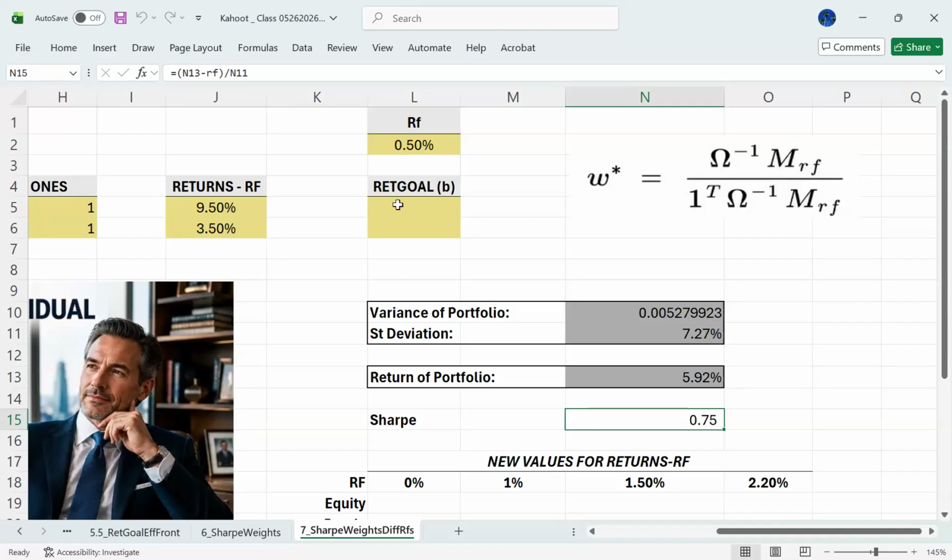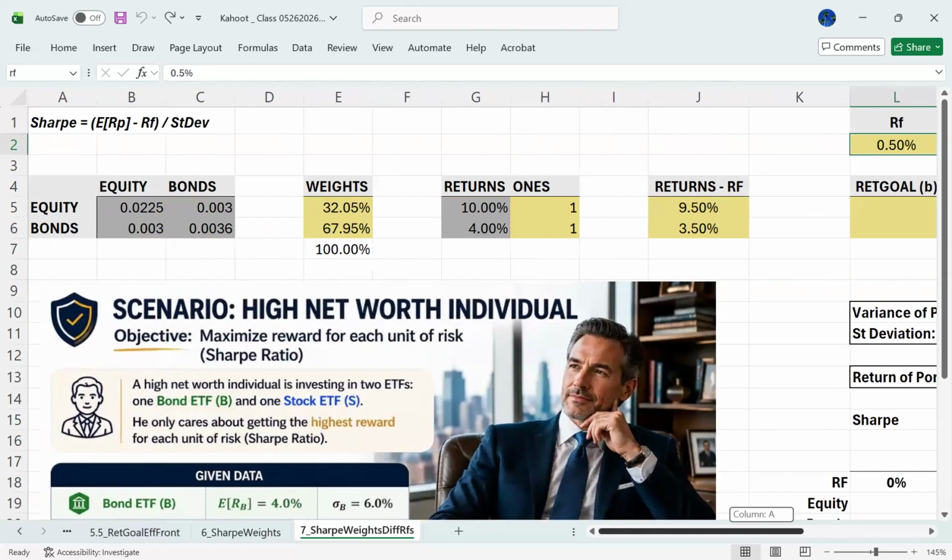Now, the Sharpe ratio depends on RF. Needless to say, if we had an RF of 0, this Sharpe ratio would be higher. But if interest rates go up to 1%, this Sharpe ratio goes down. So changes in the risk-free rate, changes in interest rates, are going to change the Sharpe ratio. I think that's pretty obvious and straightforward to see.